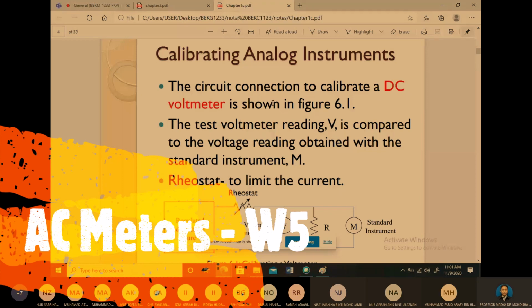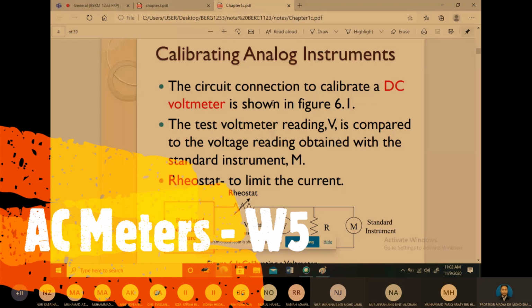On the DC meter we have the voltmeter and DC ammeter. So that's why we have to know how to calibrate this DC voltmeter and DC ammeter. This continues from chapter 1, because in chapter 1 I just skipped this, since first we focus on the DC meter, then we go for the calibration. So before we go for chapter 3, let's continue on chapter 1, calibrating analog instruments.